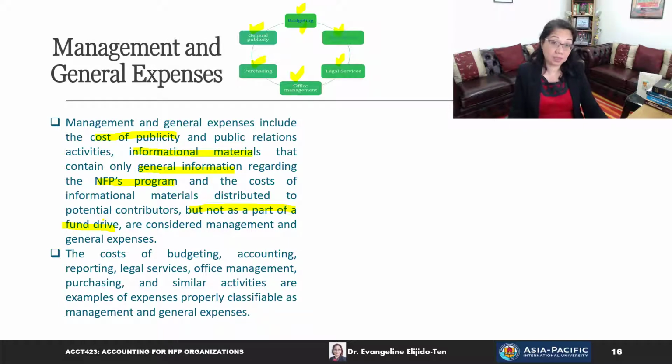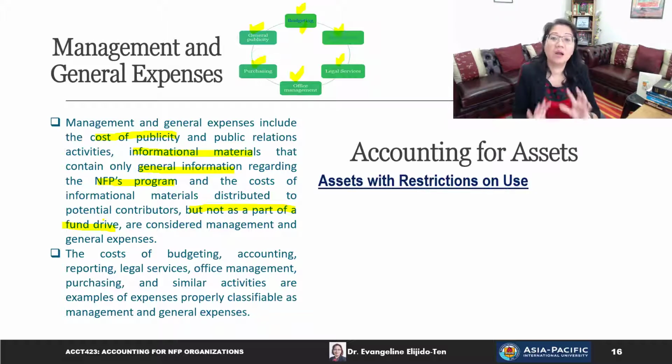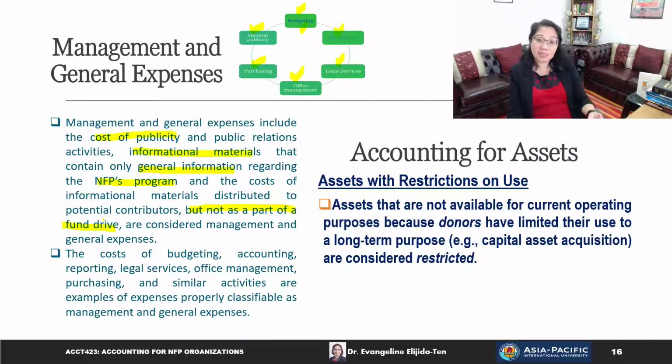But when you are already giving pamphlets for a particular fund drive, then it's no longer part of management and general expenses. Let's go to accounting for assets. Now, accounting for assets for not-for-profit entities are mostly the same for for-profit entities, but there are a few unique ones. In particular, assets with restrictions on use. So assets that are not available for current operating purposes because the donors have limited their use to a long-term purpose, for example, the capital asset acquisition, will be considered restricted assets.